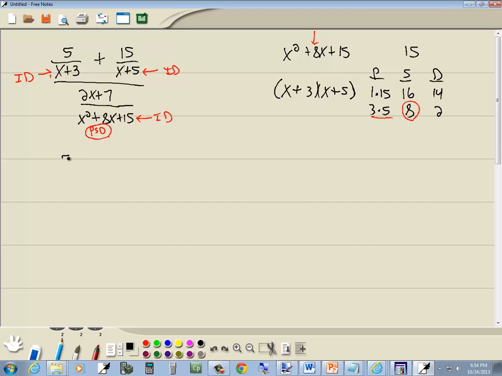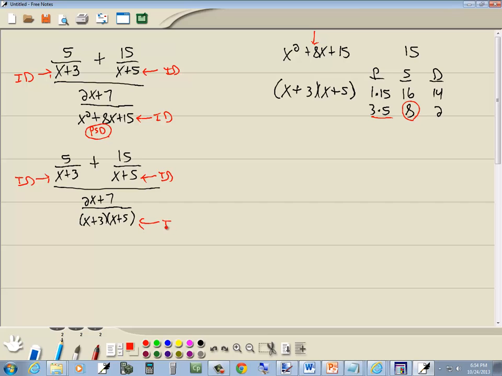So this becomes 5 over x plus 3 plus 15 over x plus 5, all over 2x plus 7 over x plus 3, x plus 5. Okay, now remember what our inner denominators are. That one there, this one, and this one.